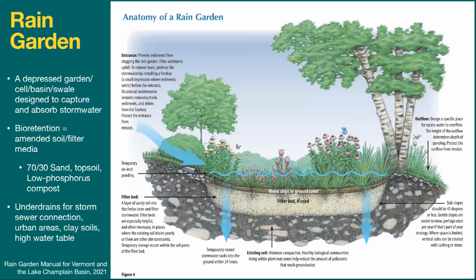This image is from the rain garden manual for Vermont and the Lake Champlain Basin. If you're interested in learning more about this, it's a really great research source that was just produced or reproduced. There's an older version too, which is also a great resource and actually has a much more extensive plant list. But this is a really great updated version. And so this is a basic rain garden. Essentially, it's just a depressed area in the landscape that is planted, that is designed to capture and absorb stormwater.